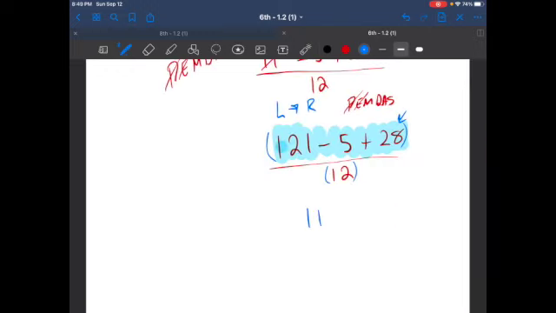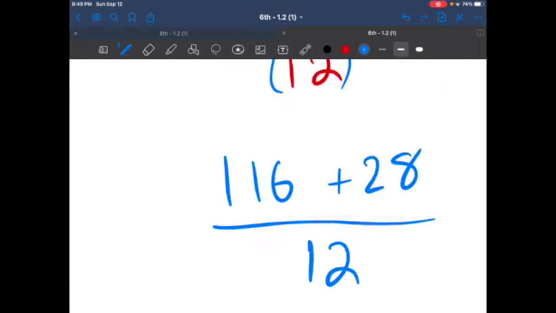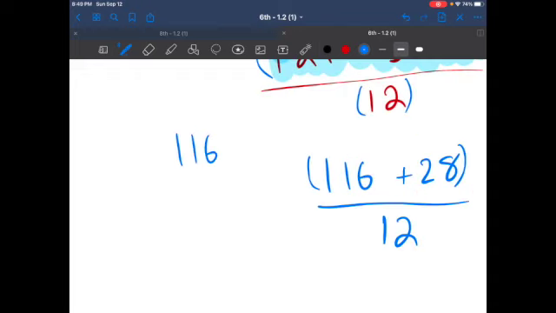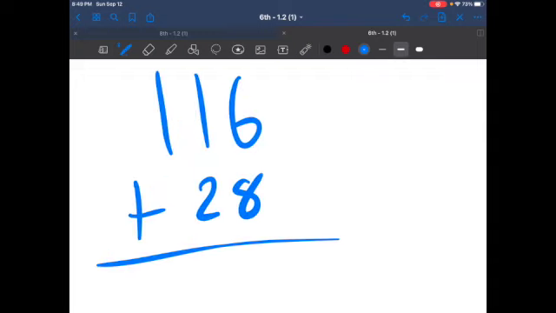So now I'm going to rewrite my problem again. I have 116 plus 28 divided by 12. Alright, so now we're going to solve this on top. Let's add those two numbers together. Plus 28. 6 plus 8 is 14. Good. Plus 1. 1 plus 1 is 2. 2 plus 2 gives us 4. And then just drop down the 1.